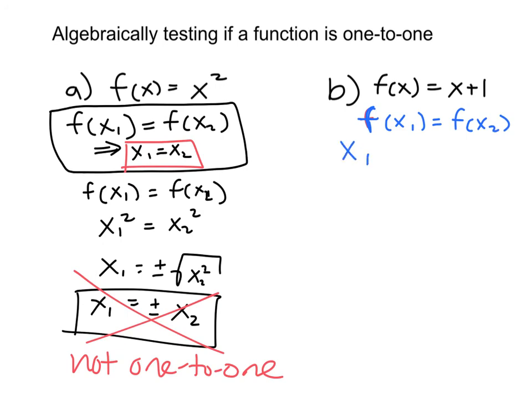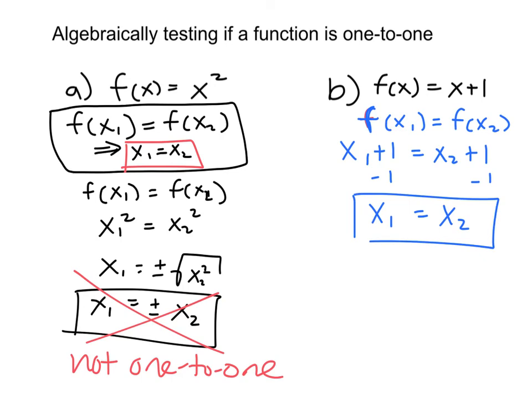So I'm going to plug in: x1 plus 1 equals x2 plus 1. I'm going to subtract 1 from both sides to solve for x1. x1 equals x2. Aha! This is the same as this. So the condition is met. This is a one-to-one function.